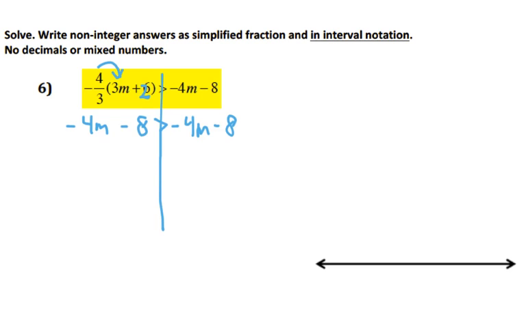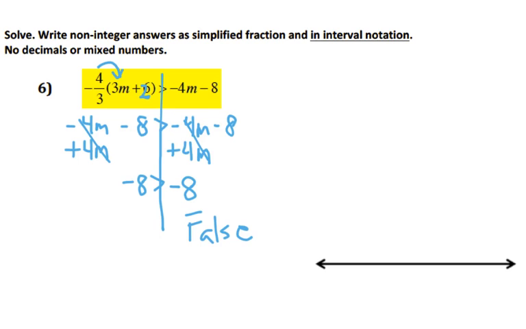Okay, next up, what we're going to do is get our m's to the same side, so we're going to add 4m to both sides of our inequality. And that simplifies out all of our m's. So we have no m's left, but we do have negative 8 is greater than negative 8. That is a false statement because negative 8 is not less than or greater than negative 8, but it is equal to. So this is false, which means we have no solution. That's our answer here, no solution.